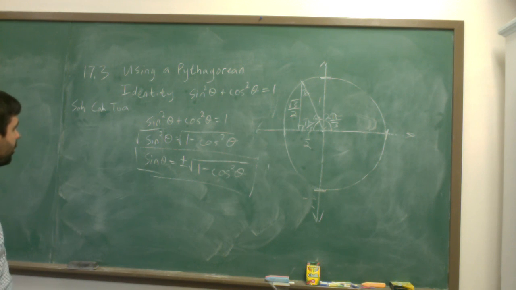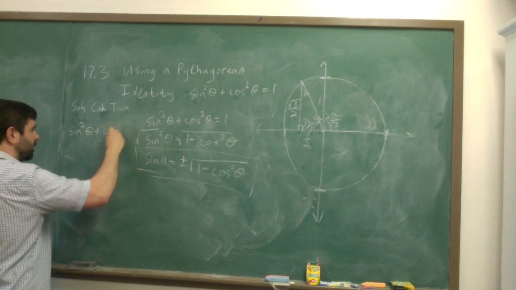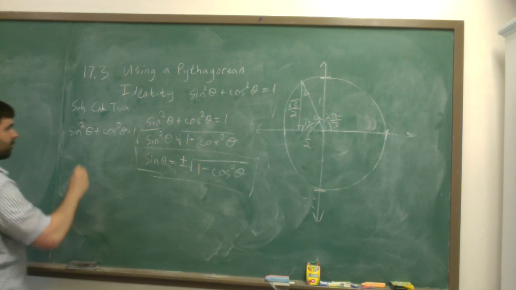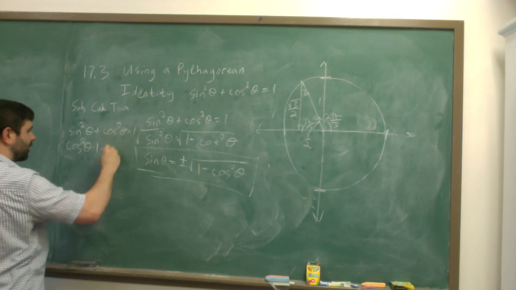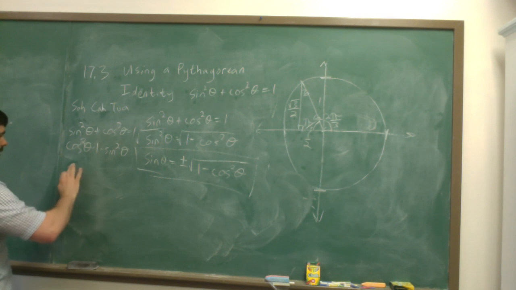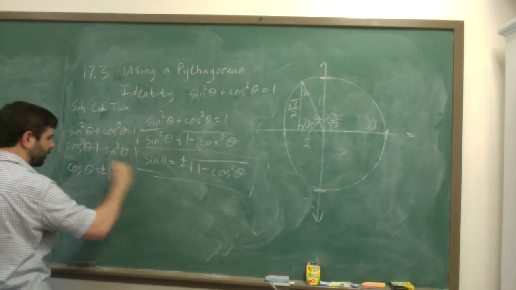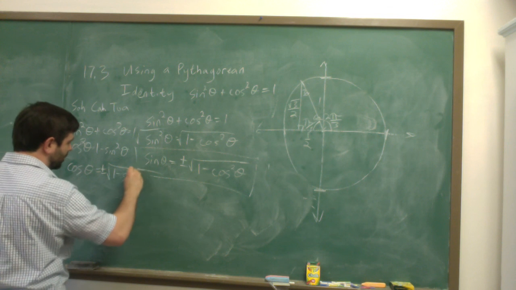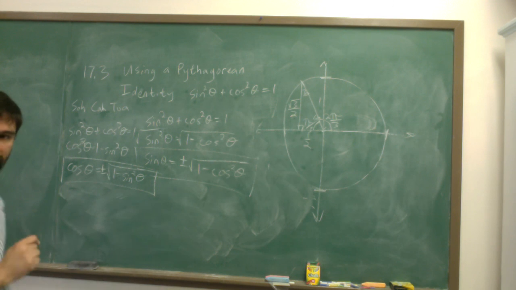We can also do this with cosine. Sine squared theta plus cosine squared theta equals 1. So we'll have cosine squared theta equals 1 minus sine squared theta. Square root both sides. We're going to have cosine theta equals the plus or minus square root of 1 minus sine squared theta. And this is our next trig identity that we will be using.